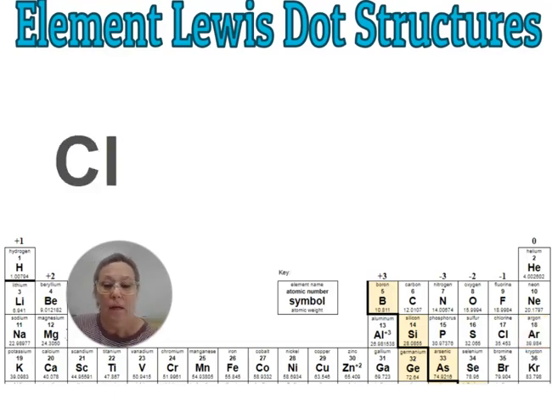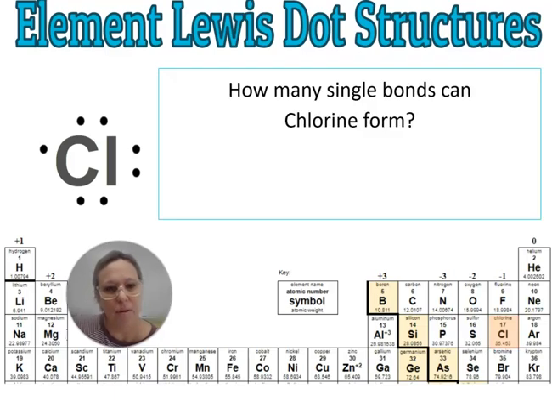All right, chlorine, column 7, 7 dots, 1, 2, 3, 4, 5, 6, 7. How many bonds can it form? 1. Not 7, 1. It only has 1 electron that still needs a pair, so it's going to form and try and steal electrons or share to fill that space.